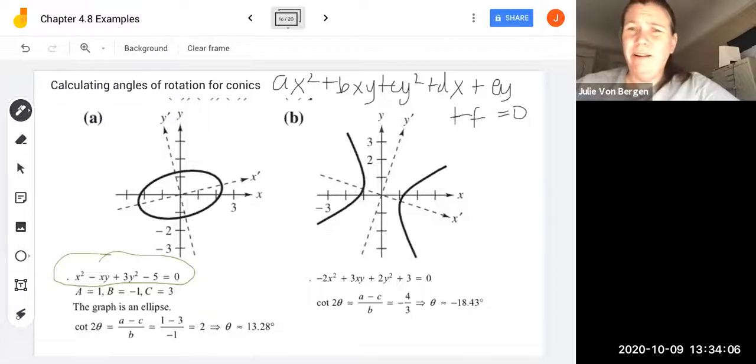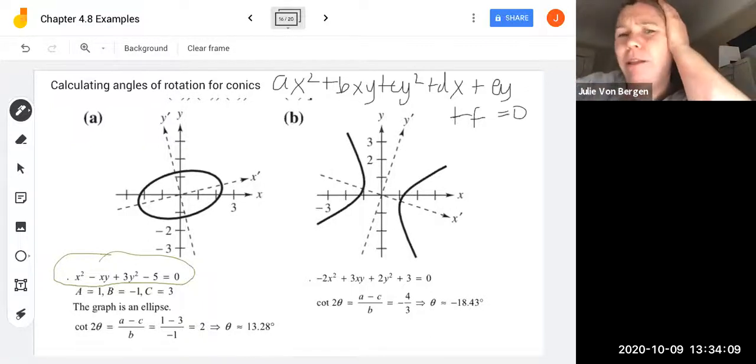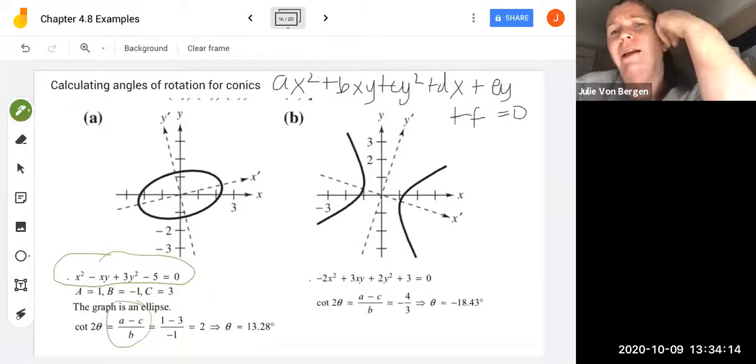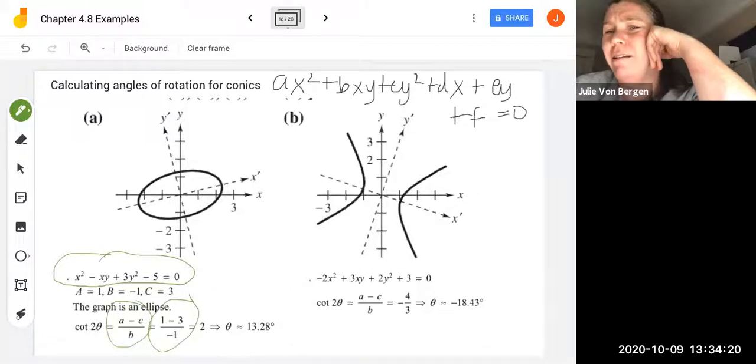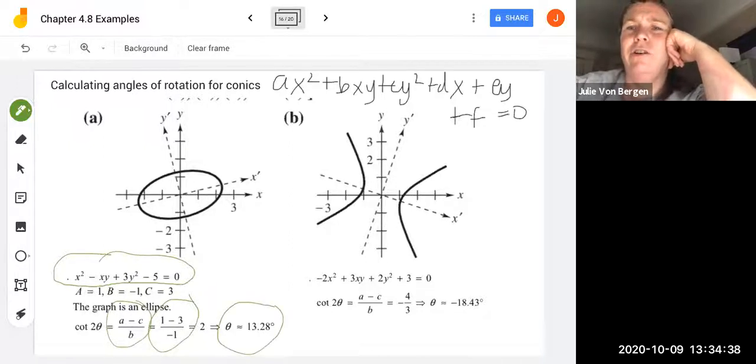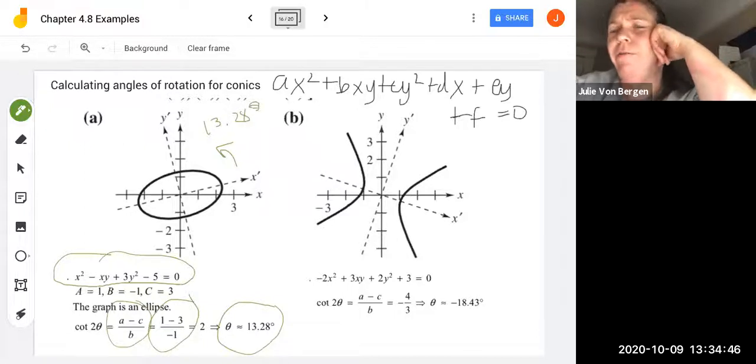So to figure out that angle of rotation, we use the cotangent of 2 theta equals our formula here, a minus c over b. So we just plug in our values from the coefficients of the equation. So 1 minus 3 over -1 gives us a -2 over -1, or +2. And so cotangent of 2 theta equals 2. So working backwards with inverse cotangent and division, we get theta equals 13.28. So that's how much this was rotated. And this is in degrees, but you could do the same kind of calculations in radians as well if you preferred.